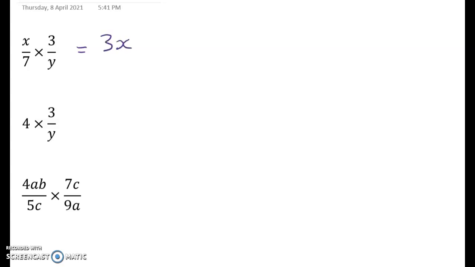So x times 3 gives me 3x, 7 times y gives me 7y. Now ask yourself, can I simplify the numbers? No. Can I simplify the variables? No, I can't. Right, next one, 4 lots of 3 over y.